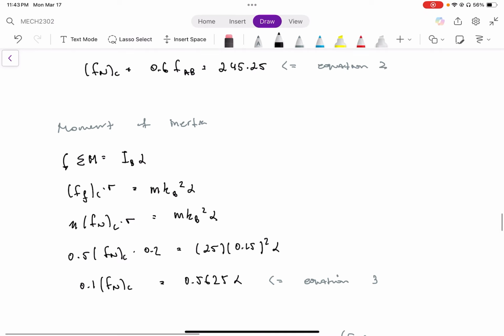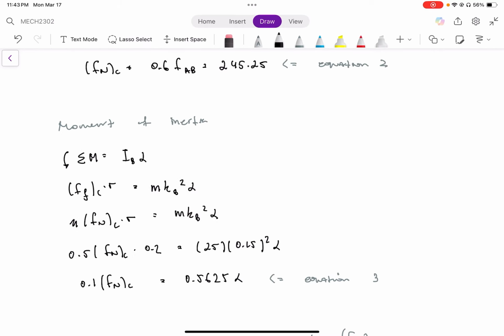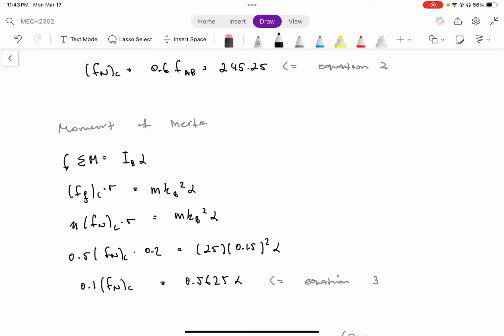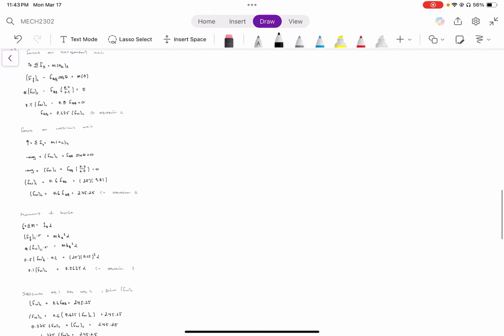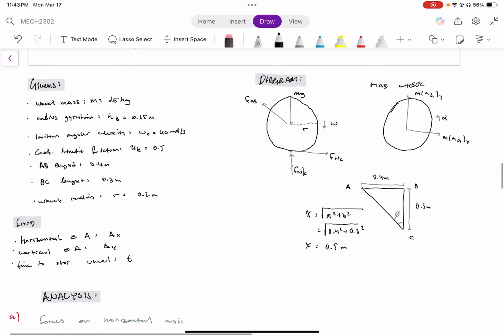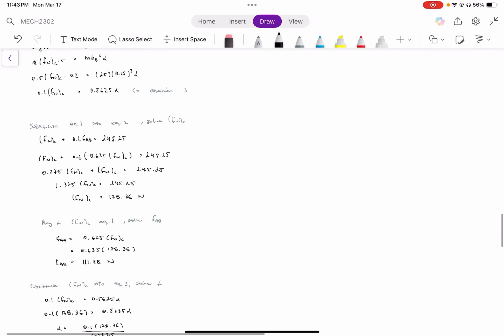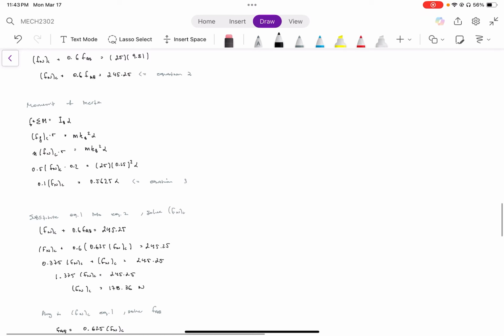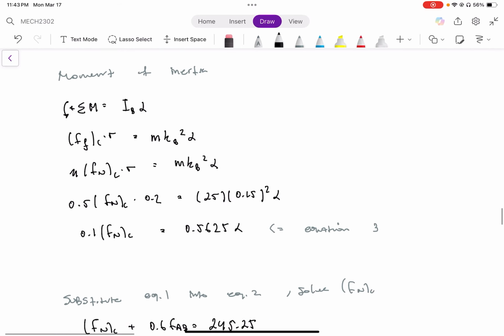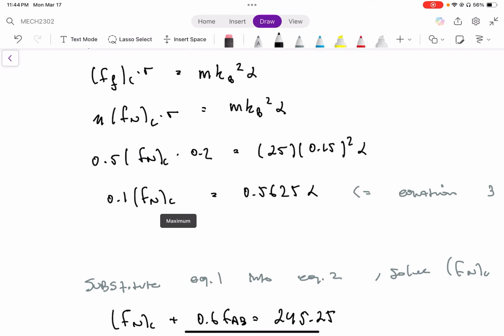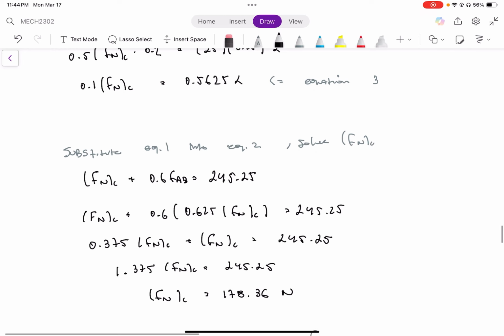And this is equation three, which is the moment of inertia, which is the moment right there, plus the force of friction times the radius, and m kB squared, where kB is the radius of gyration and kB equals 0.15. Here we substitute all that in, for mass 25 and 0.15 squared, and simplify. This is as far as we can get. So now we're going to start solving all that.